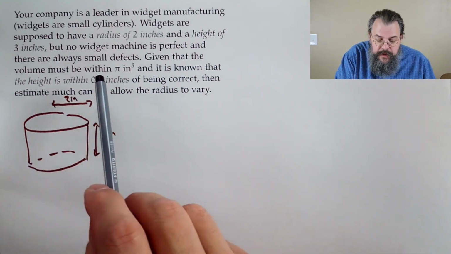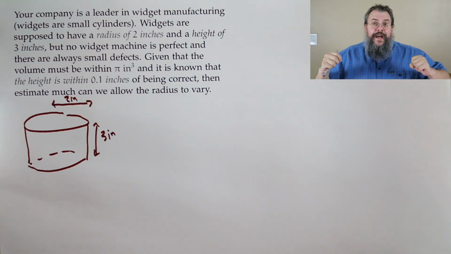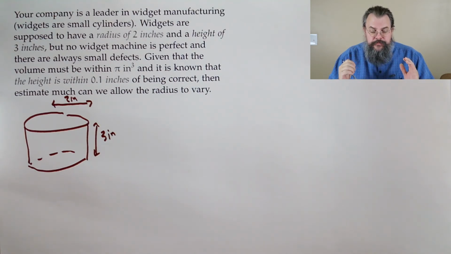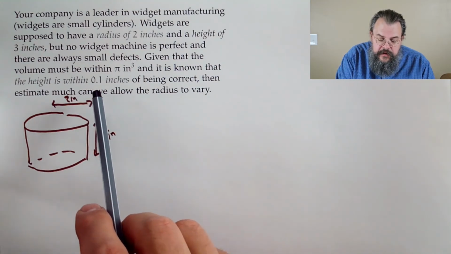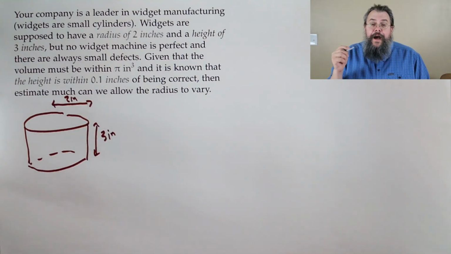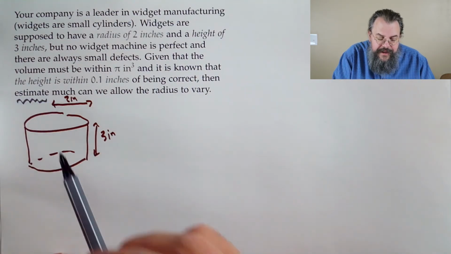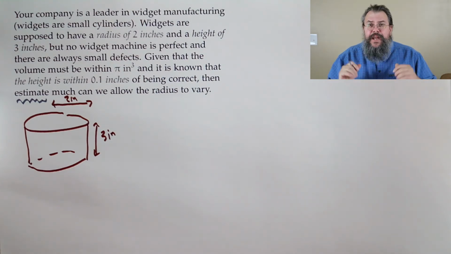Well, here we go. Given that the volume must be within pi cubic inches, that's our total tolerance. It says, I understand that it's not going to be perfect, but I have to be within this amount of volume. And it's already known that the height is within 0.1 inches of being correct. How much can we allow the radius to vary? And it's an estimate. Now we're like, ooh, this is a good word for us, estimate. So when we see estimate, in the back of our heads we're thinking, okay, kind of a tangent plane thing going on. So let's dig into it and think about what's happening here.